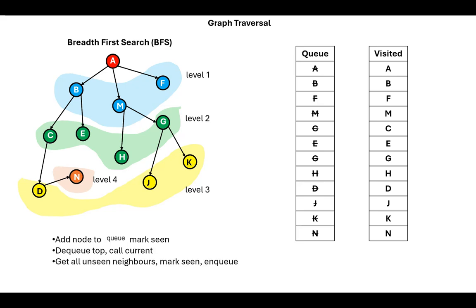So in summary, we add a node to the queue, mark it as seen, we dequeue the top node, call that the current node, and then we get all unseen neighbours, mark them as seen, and add them to the queue.